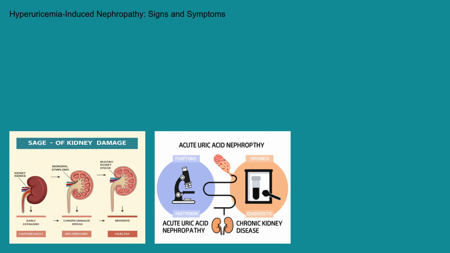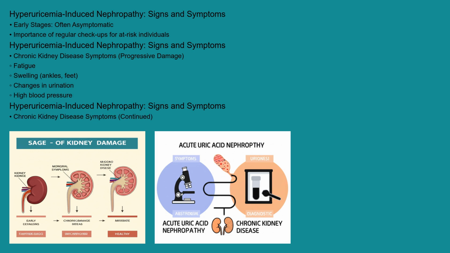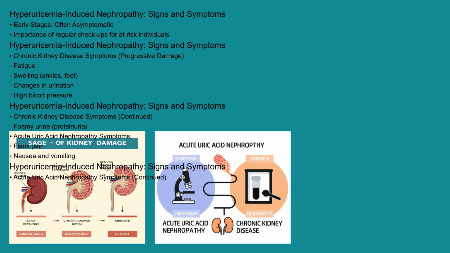What are the signs and symptoms that might indicate hyperuricemia-induced nephropathy? Unfortunately, in the early stages, it's often asymptomatic, meaning there are no noticeable symptoms. This is why regular check-ups are so important, especially for individuals at risk. As the kidney damage progresses, symptoms of chronic kidney disease may develop. These can include fatigue, swelling in the ankles and feet, changes in urination frequency or amount, high blood pressure, and even foamy urine, which is a sign of protein in the urine. In cases of acute uric acid nephropathy, symptoms like flank pain, nausea, vomiting, and a sudden decrease in urine output may occur. It's important to note that these symptoms can also be associated with other kidney conditions, so a proper diagnosis is crucial.